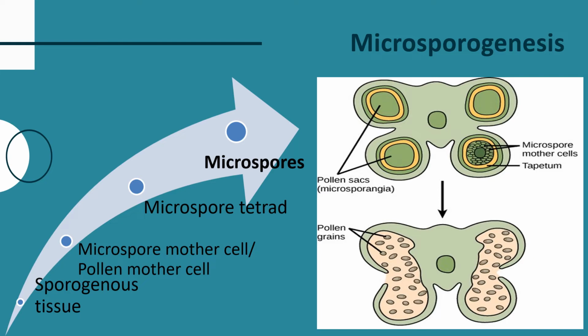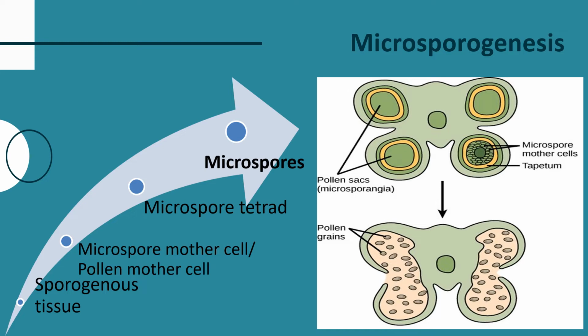Now, apart from other layers of microsporangial wall, each of these microsporangia will contain a group of compact, dense sporogenous tissues when the anther is young. In the due course of maturation, each of these sporogenous tissue is a potential microspore mother cell or pollen mother cell, which can divide by meiosis and give rise to a group of four cells known as microspore tetrad.